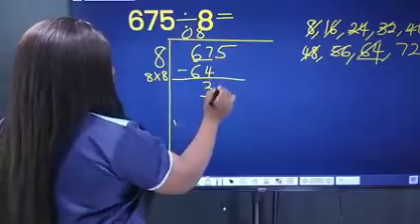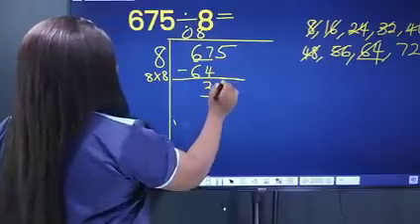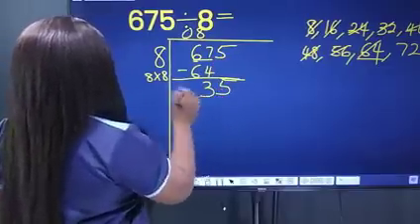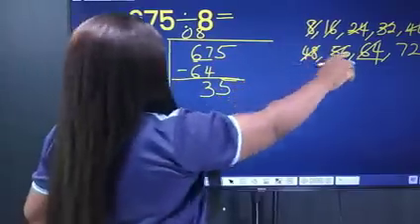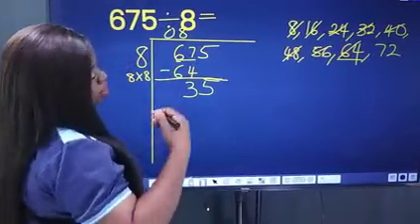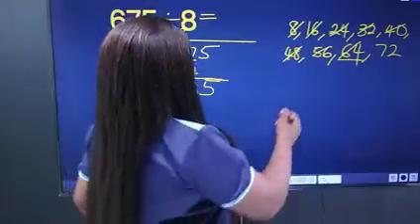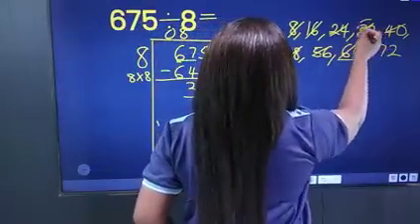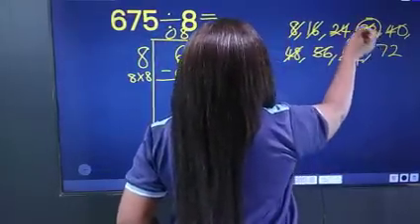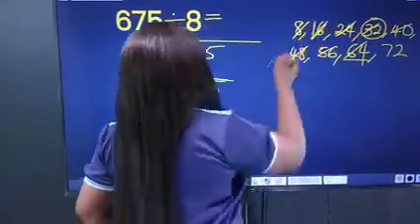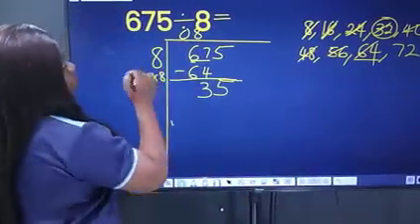Then bring down 5. So now 35 divided by 8. You move to that side. Look for the number that is closer to 35 but not more than 35. So what do we have? We have 32. So let's count. 1, 2, 3, 4. So 35 divided by 8 is 4.